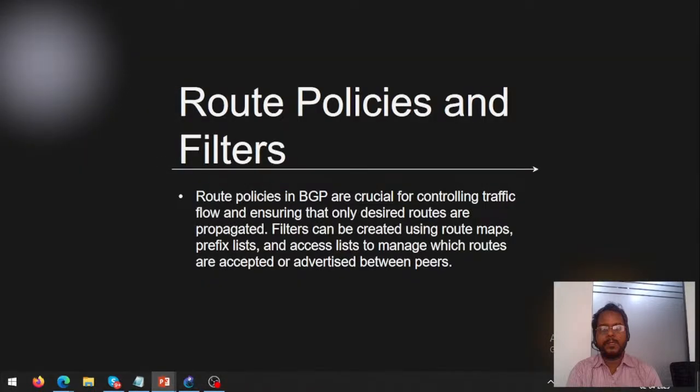Then what about route policies and filters? Route policies in BGP are crucial for controlling traffic flow, and we use route maps heavily in BGP, which ensures that only desired routes are propagated. Here a simple ACL is not used. We use more advanced route filtering like route maps. Filters can be created using route maps, prefix lists and, to some extent, access lists to manage which routes are accepted or advertised between peers. You can use a prefix list or access list to define the network, but to apply it to the neighbors, you have to use route maps.